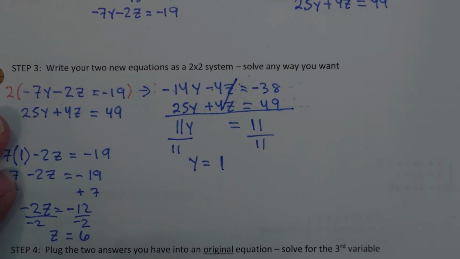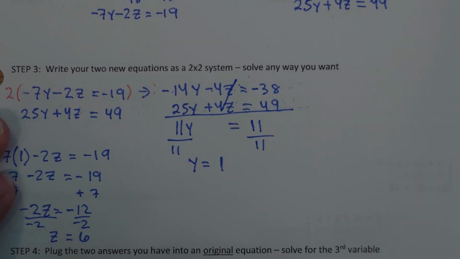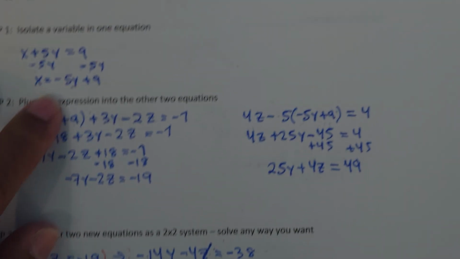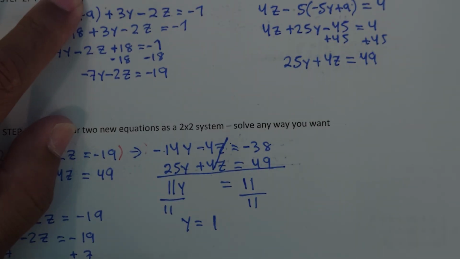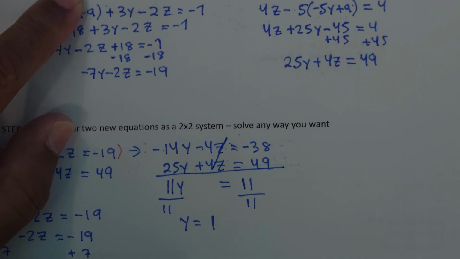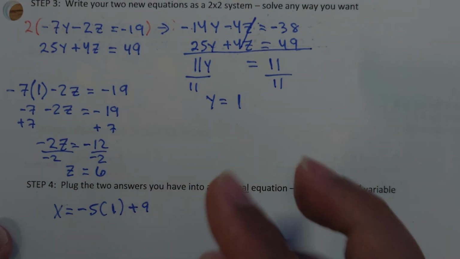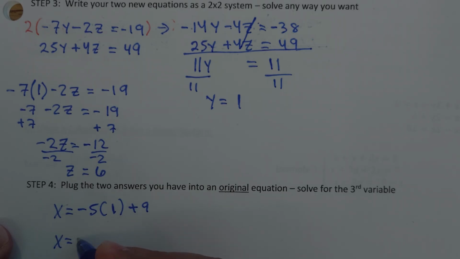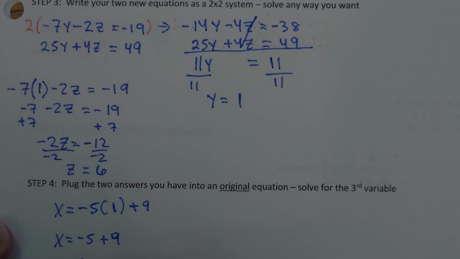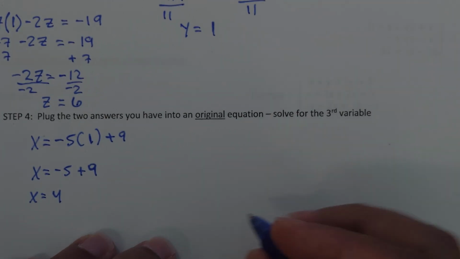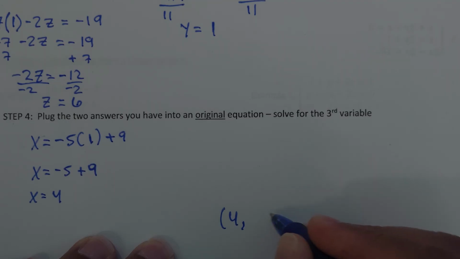So I'm going to say that x equals, we have negative 5y. So negative 5, and instead of y, that's a 1. And then plus 9. So I just substituted for y here with the 1, because that's what y is equal to. So then x equals negative 5 times 1, which is negative 5, plus 9. So x equals 4. So the solution to this system of equations is where x is 4, y is 1, and z is 6.